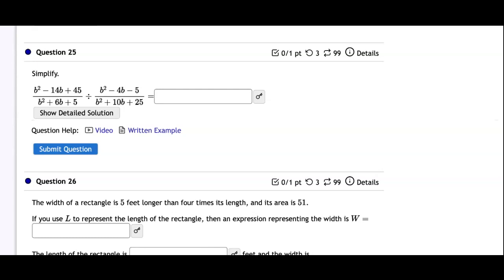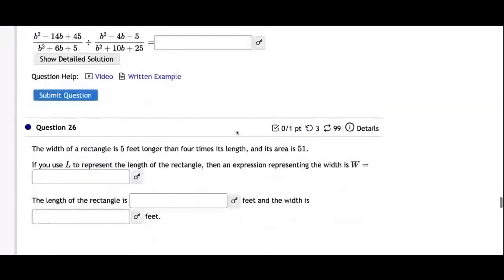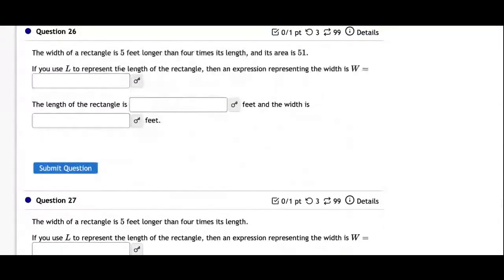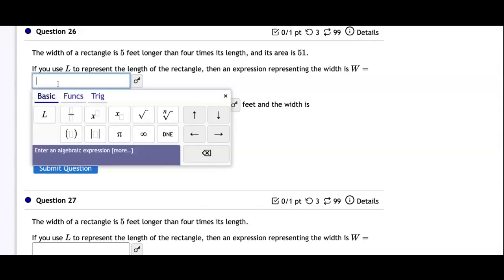Again, your exam 2 is coming up this weekend. So today is a review class. Let's go over 26. 26 is saying the width of a rectangle is 5 feet longer than 4 times its length, and its area is 51. If you use L to represent the length of the rectangle, then W is, so let's just interpret, right?